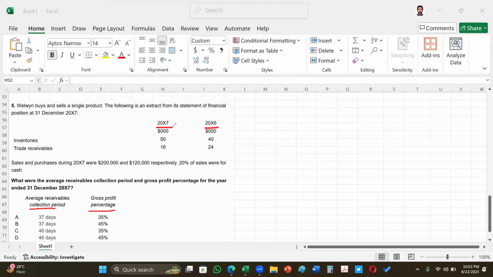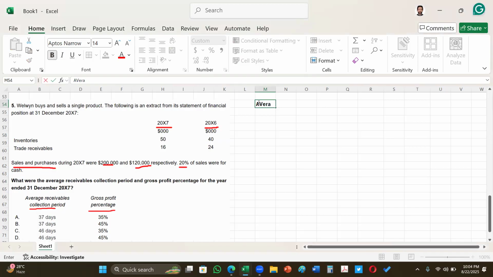So we need to have this receivables collection period. Opening inventory is there, the closing inventory is there, opening receivables are there, closing receivables are there. We have sales and purchases. The sales are 200,000, the purchases are 120,000, and 20% of the sales were for cash, which means the credit sales are 80%.